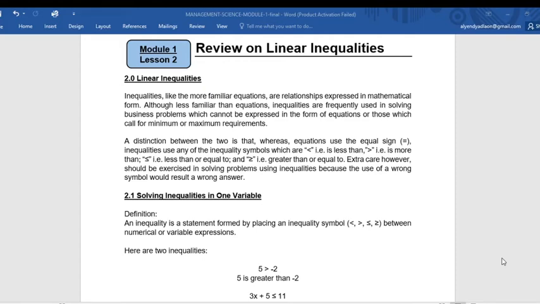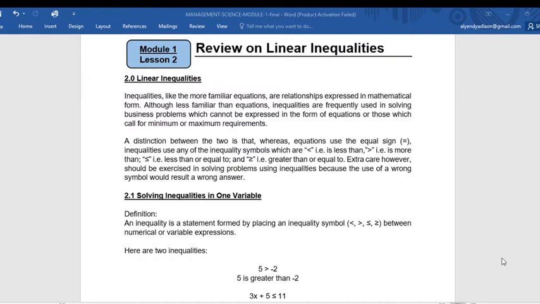Hello everyone! For this video, we will discuss lesson 2, the review on linear inequalities. Inequalities, like the more familiar equations, are relationships expressed in mathematical form. Although less familiar than equations, inequalities are frequently used in solving business problems which cannot be expressed in the form of equations or those which call for minimum or maximum requirements.